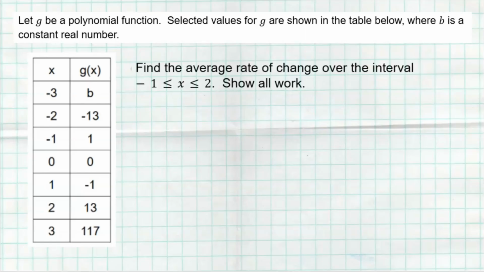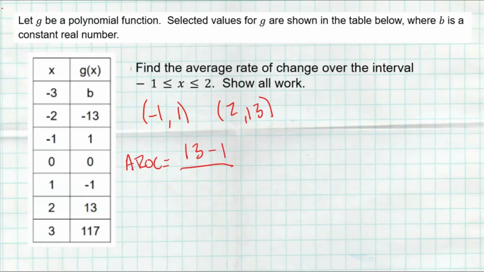The first question says to find the average rate of change over the interval -1 to 2. Average rate of change is very easy. Basically, we're finding the slope between these two points. So at -1, we have an output of 1, and at 2, we have an output of 13. Again, we're just getting those values from the table. Now to find our average rate of change, I'll just abbreviate AROC. We're going to take 13 minus 1, that's output minus output, divided by 2 minus -1, that's input minus input. So on top we get 12, on the denominator we get 2 plus 1, which is 3, and 12 divided by 3 is 4. So the average rate of change over that interval is 4.